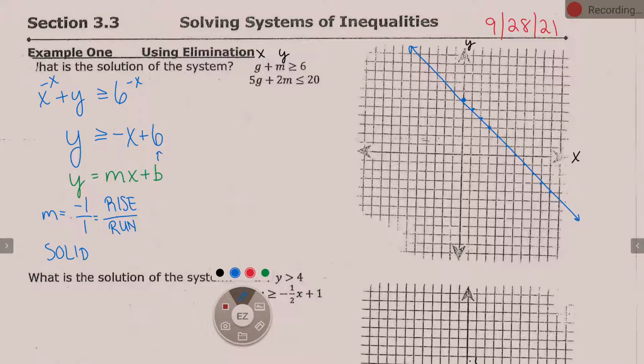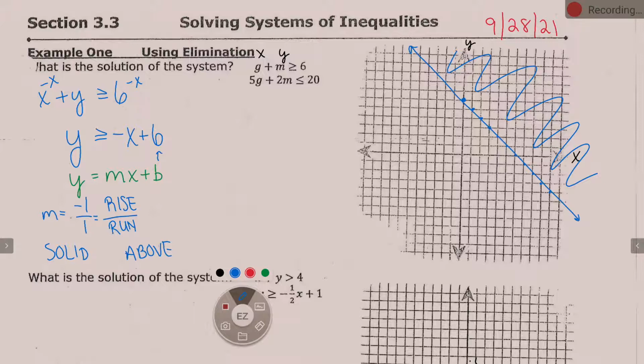Where am I going to shade? Your choices are above or below. What type of sign was this? Greater than. Any type of greater than tells me to shade above. Yes, you need to shade above. I would keep it kind of light, because keep in mind, are we done with this problem? Nope. Here's my kind of light shading, just indicating this. I would do this differently on paper.